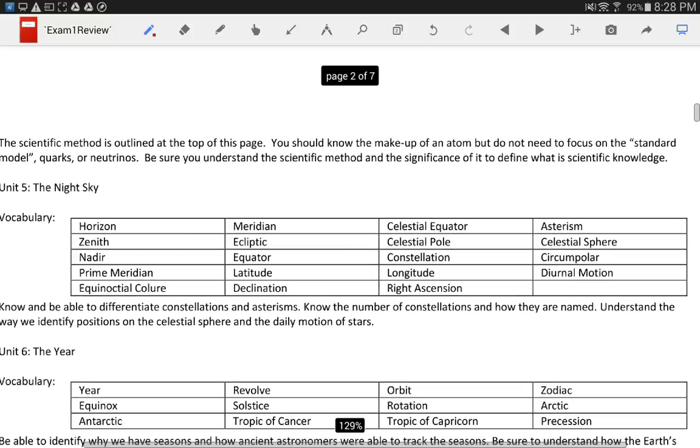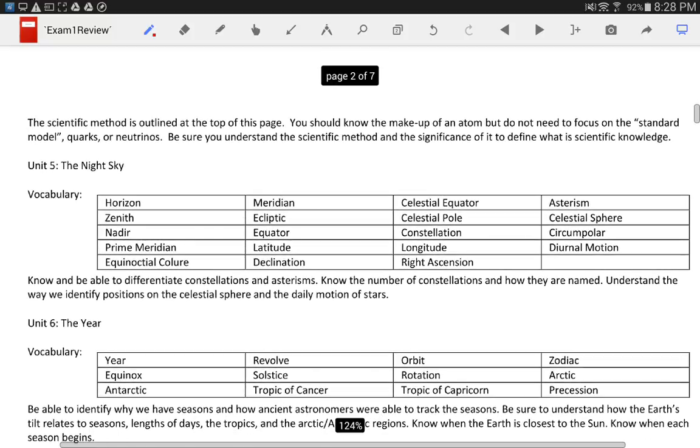This here, Unit 5, things in the sky. You should know where the horizon is. Remember horizontal. If you can remember the word horizontal, you know where the horizon is. What about your zenith? Straight up. Nadir, straight down.